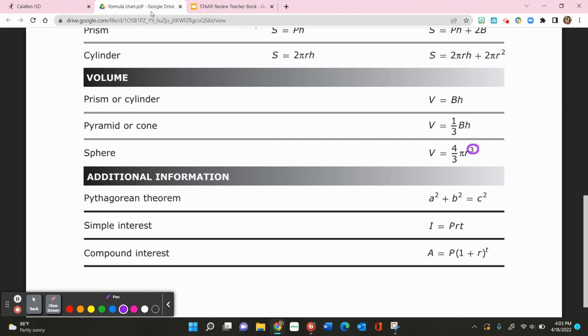So if we go to the formula chart and we go to formula for volume of a sphere, we see here that the formula is V equals 4 over 3 times pi r cubed. Now this cubed right here, this exponent of 3, is very important. This is what's going to determine if you get these questions wrong or right. I've seen some people leave this as an exponent of 2. Again, make sure you're referencing your formula chart and recognizing that this is an exponent of 3. And I will show you how to put this in your calculator in just a second.